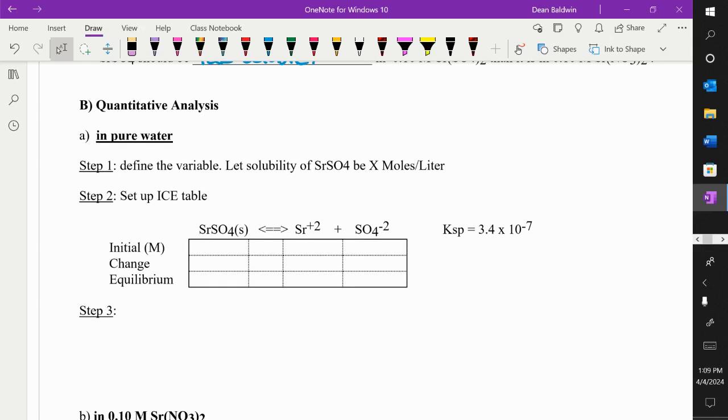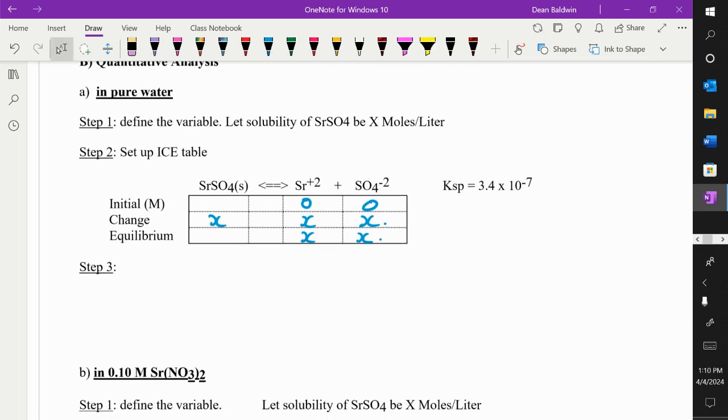So, qualitative or quantitative, in pure water. This is the basic question I've asked you before. What's the solubility of strontium sulfate in water? So we do our ice table thing. Initially, we have no strontium. We have no sulfate because we haven't added anything. We just have a beaker of water sitting there. Then we add the strontium sulfate into the solution. So I put in an X amount. That's going to give me X of the strontium, X of the sulfate. So at equilibrium, we have X and X. This is the stuff we've been doing, right?